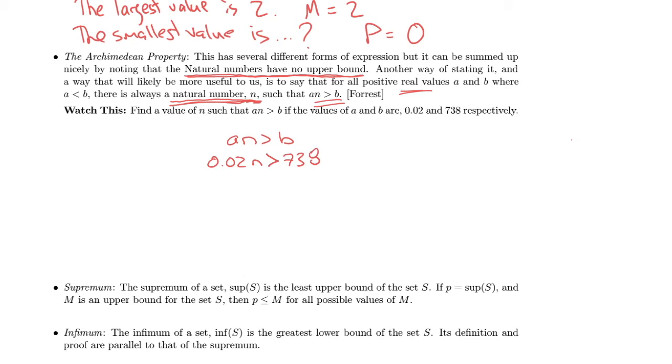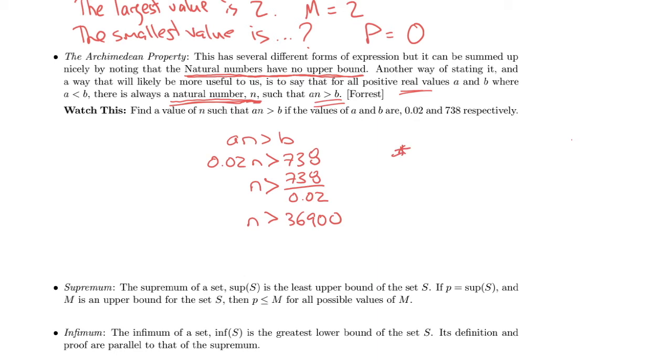Well, we can determine what that is by simply dividing both sides by that coefficient, that 0.02, just like you would if this was an equality here. If you've studied inequalities before, you've done this as well. So this is going to be n is greater than 738 divided by 0.02. And when we do that, we are going to get that n is going to be greater than 36,900. So as long as you pick a natural number larger than 36,900, then A times n is going to be larger than B.